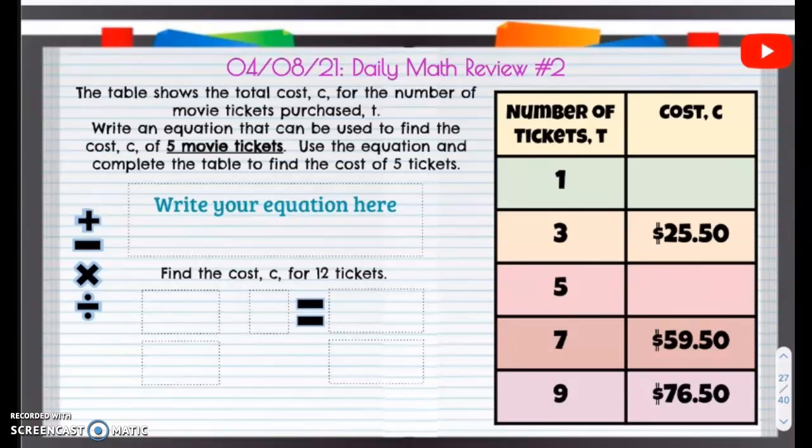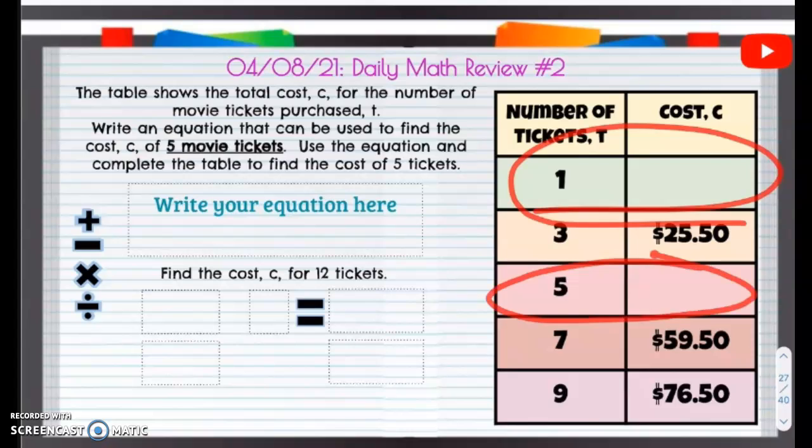DMR number 2. The table shows the cost, or C, for the number of movie tickets purchased, which is T. Write an equation. So remember, an equation has an equal sign that can be used to find the cost of 5 movie tickets. So we need to figure that out. We're going to use that equation to complete the table with the cost of 5 tickets, as well as it might help us to figure out how much it costs for 1 ticket.